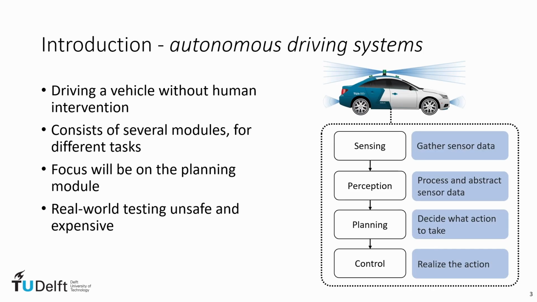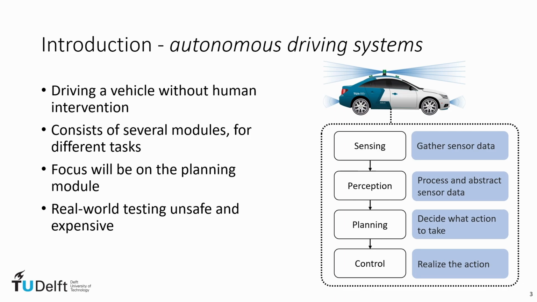Alright, so let's talk about autonomous driving systems. So an autonomous driving system is basically a system that is able to drive a vehicle without human intervention. Now it can be all kinds of vehicles. It can be a drone, it can be a boat, but in the case of my thesis I'm talking about a car. You can see an example of a self-driving car on the right. So it's equipped with all kinds of sensors which is able to sense its environment.